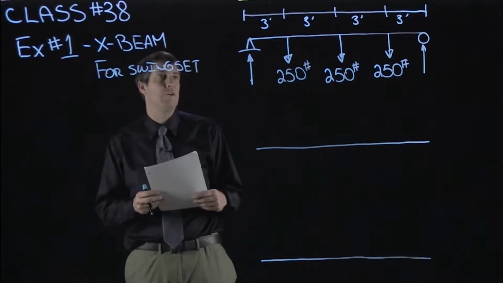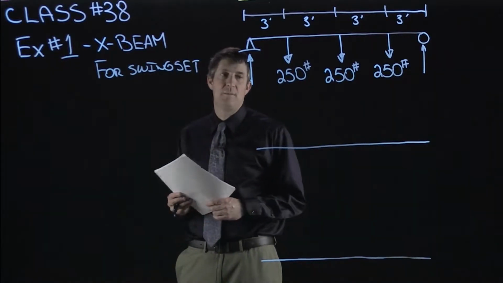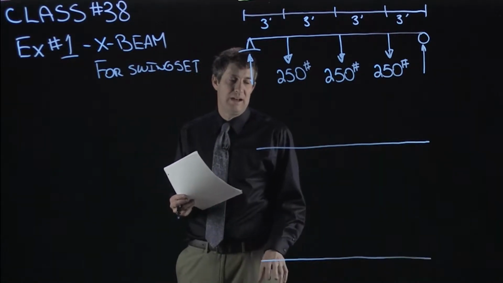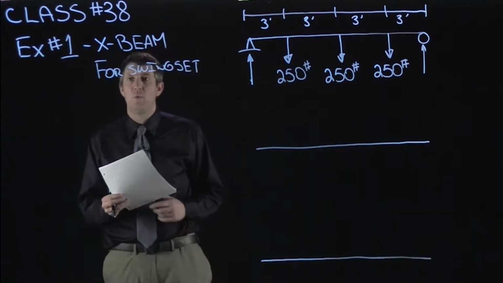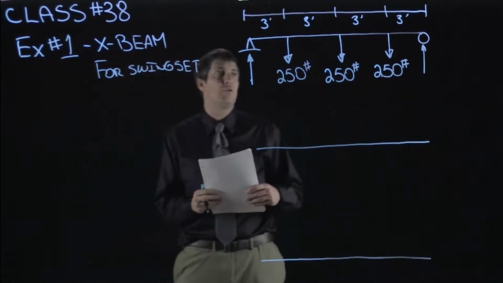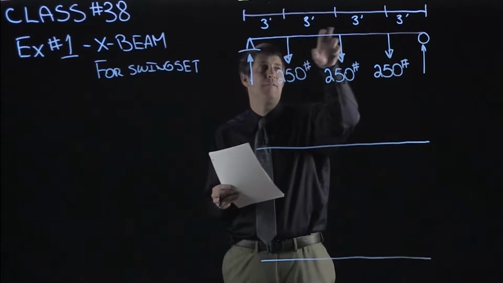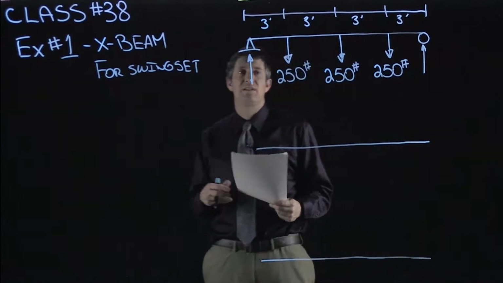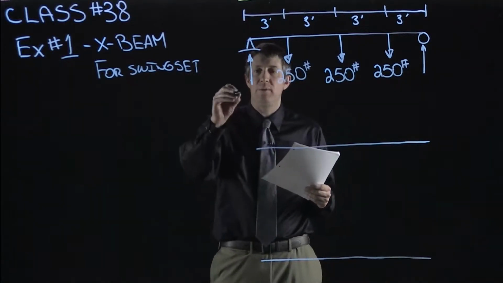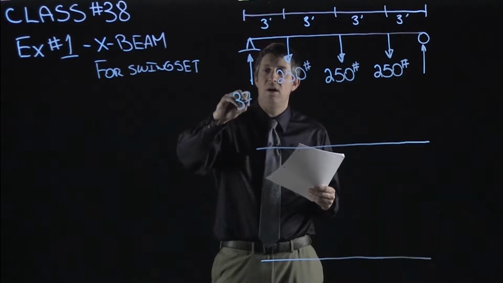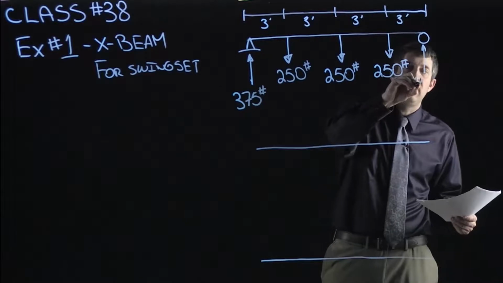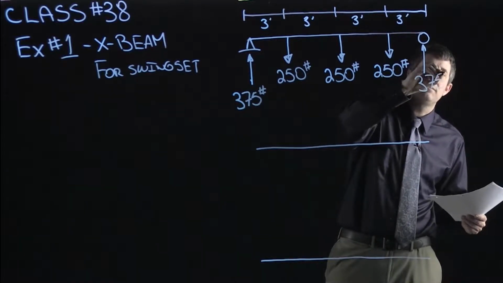So as we've looked at at the beginning of this semester, our reactions and our shear and moment diagram. From our moment diagram, we are going to pick out what that maximum value is. If we look at our beam up here, and I have those forces spaced about 3 feet apart, by symmetry, we can tell that the reaction on each side of the beam is going to be 375 pounds.